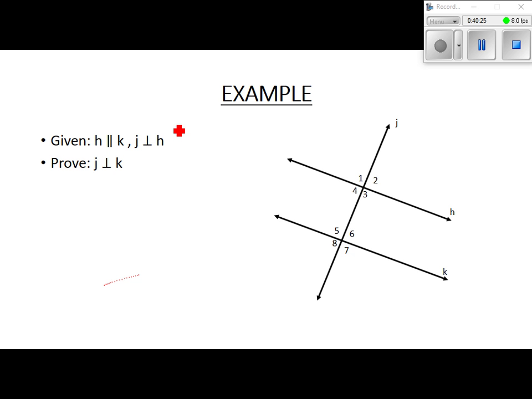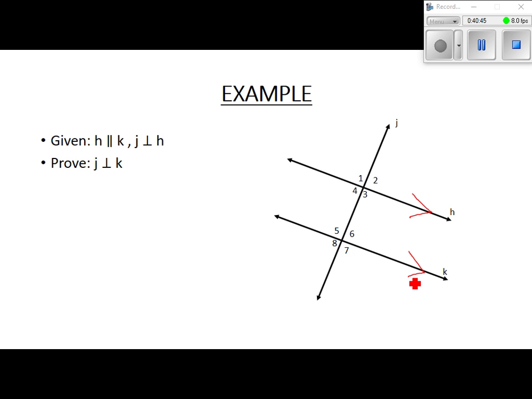We know that line H is parallel to line K, so come over here to your diagram and put the arrows on it. Gotta start doing this stuff. You gotta be able to label these pictures and do all the stuff that needs to be done. They tell us that line J is perpendicular to line H. This is line J, it's perpendicular to line H.